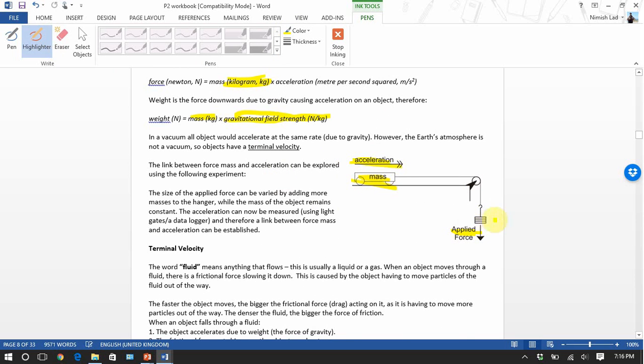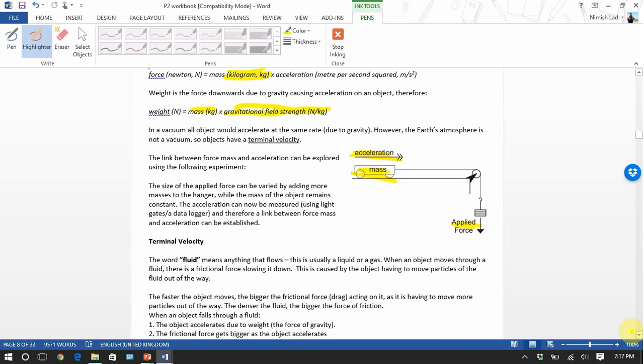Now because these are masses, people often confuse this with the mass that's being accelerated. These are not the masses that we're actually accelerating. This is going to be times by 10 to give us the force that is accelerating this mass. We can use light gates to measure the acceleration on this mass, or we can do it using a ticker timer, which you might have used in class. Ticker timers are the machines that leave little dots on a piece of paper, and you can use that to calculate acceleration. So let's quickly go through the idea of terminal velocity.